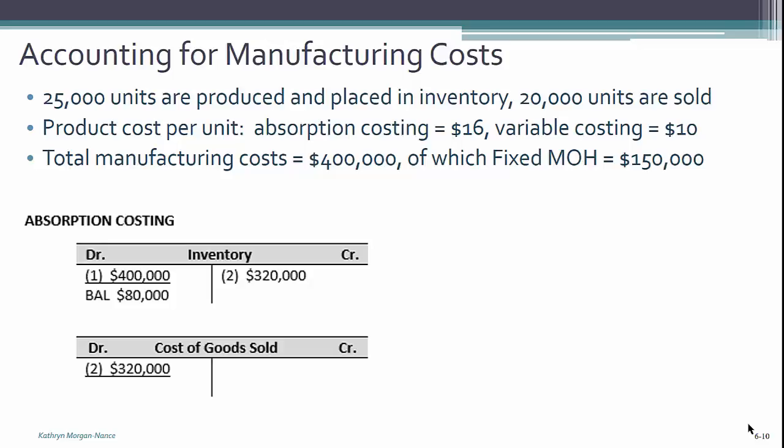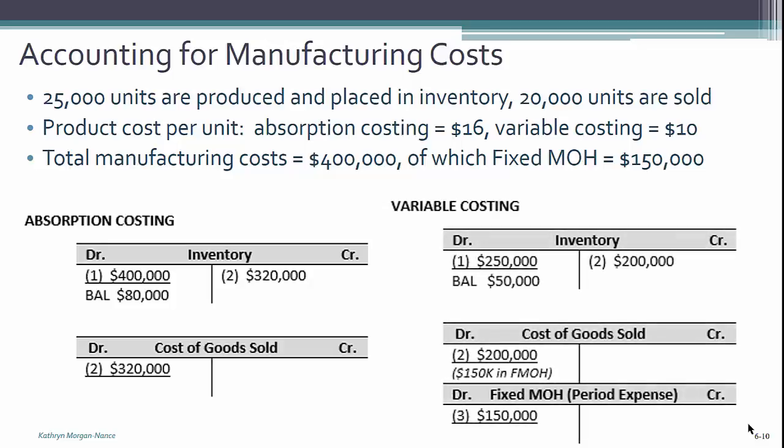So under absorption costing then, inventory of $400,000 is produced. That's 25,000 units times $16 per unit product cost. When the inventory is sold, $320,000 is transferred into cost of goods sold with a debit, and inventory is, of course, credited. The remaining balance in ending inventory then is $80,000. That's 5,000 units times $16 a unit. Total manufacturing costs that we've accounted for now equal $400,000. That's $320,000 in cost of goods sold plus $80,000 in ending inventory.